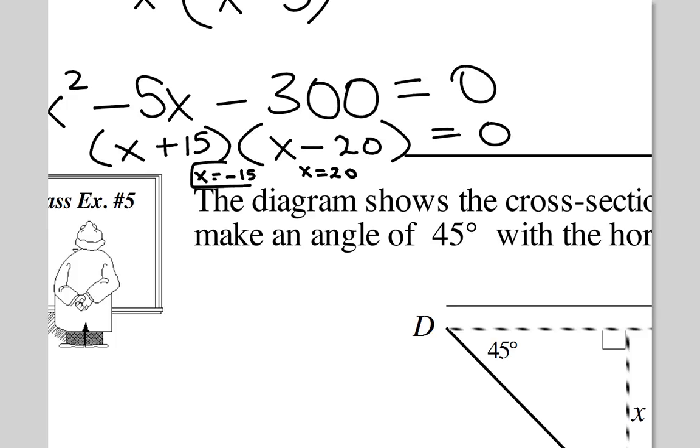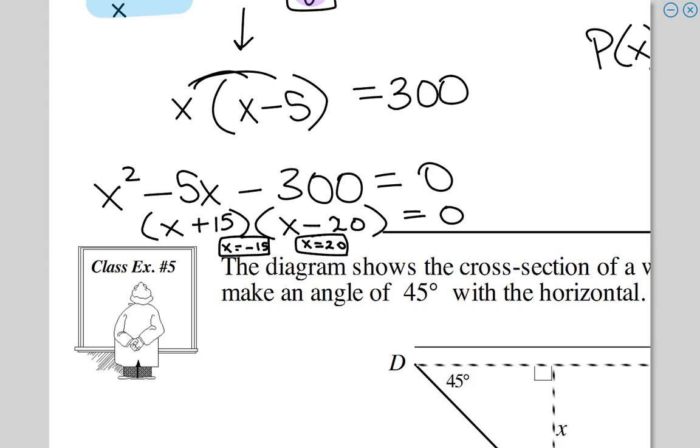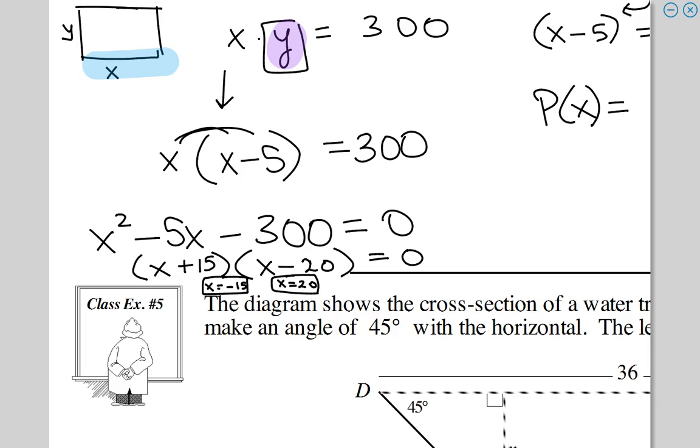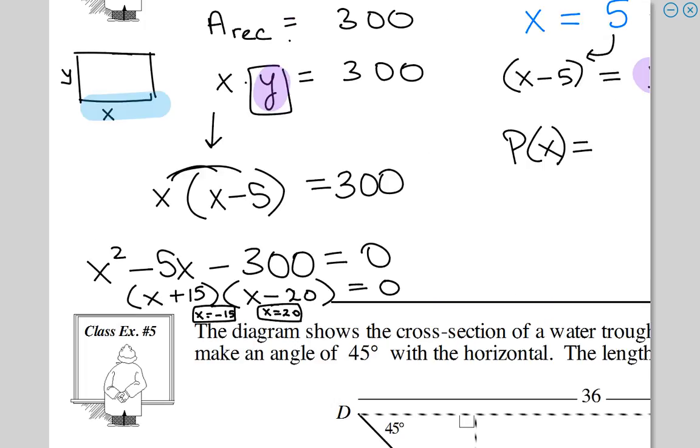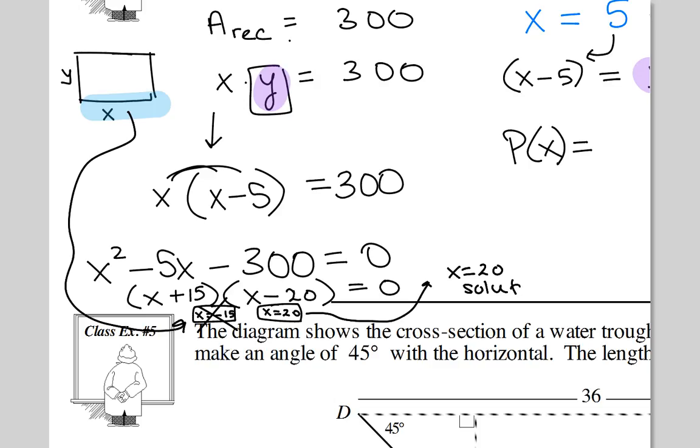Now I'm just going to give you a little heads up. One of those answers doesn't make any sense. Which one? Why doesn't it make sense there, Daoud? Can a length be negative? Can this length be negative? No. So we're going to reject that answer and go with 20. This is the solution for x. The other one has been rejected.